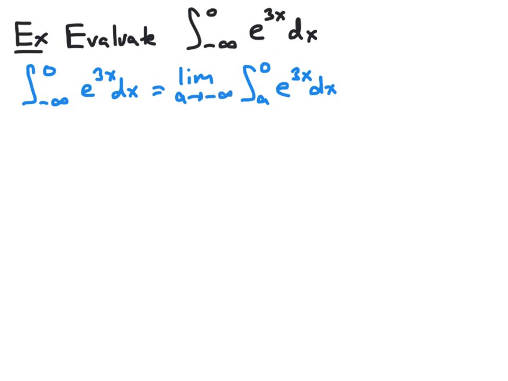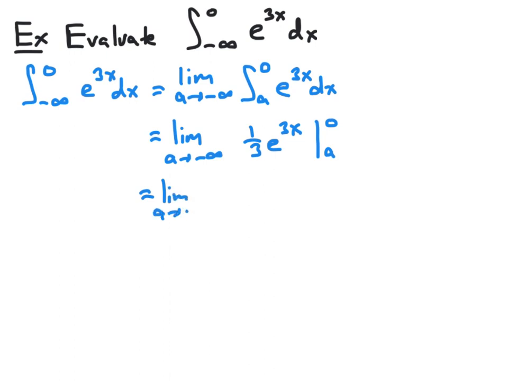So we have a natural two-step process to evaluate this integral. In this case, the first step is to evaluate our integral. And so we know that an antiderivative of e to the 3x will be 1/3 e to the 3x. The 1/3 will counteract the chain rule for differentiation. It will undo that. And so here we want to evaluate that expression from a to 0.